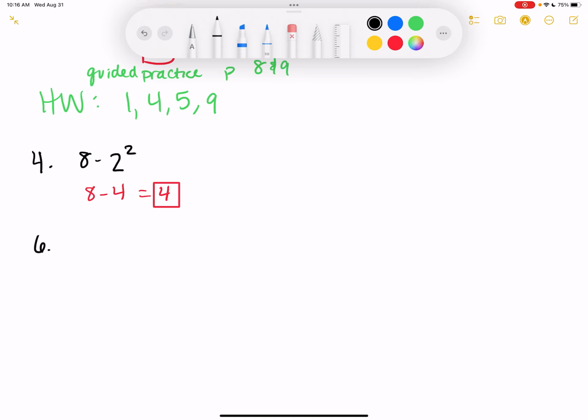Let's see, number 6, 5 times 2 raised to the 3rd plus 7. So what do we do first with this one? Exponents. So what is that? 8. So we have 5 times 8 plus 7, and then what? Multiply 5 times 8. So then we have 40 plus 7, which is just 47.